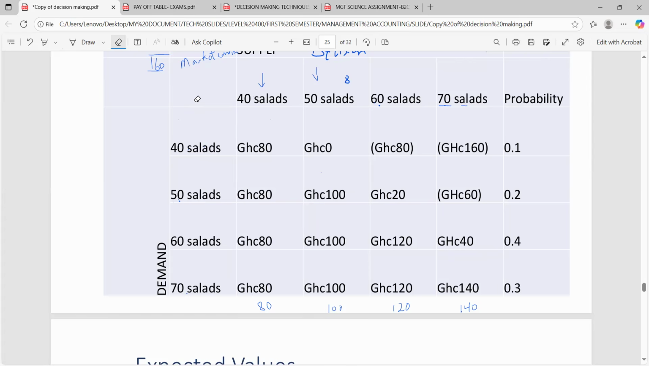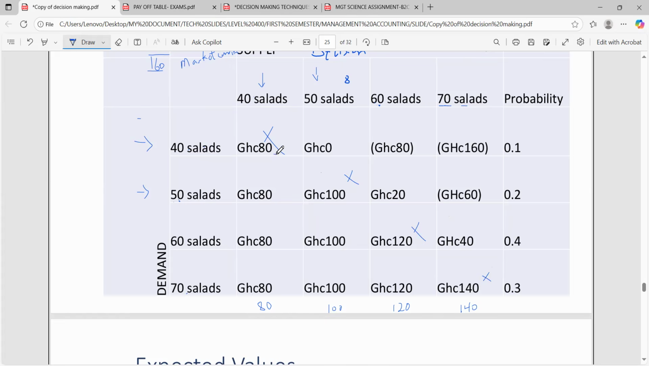So what I'm just trying to say is that you can play around this one using the 3 criteria. So here you can even prepare the minimax regret table by looking at each state of nature. So the best figure here would have been 80. The best figure at the 50 salads would have been 100. The best under the 60 would have been 120. Then the best here would have been 140. So when I pick 80 minus 80, I have 0. 80 minus 0, I have 80. Minus 80 minus 80 will give me minus 160.